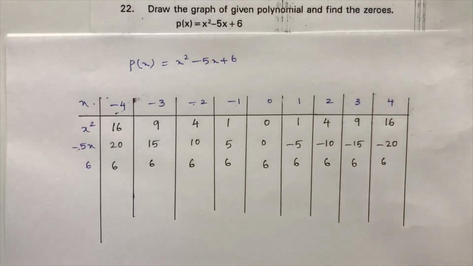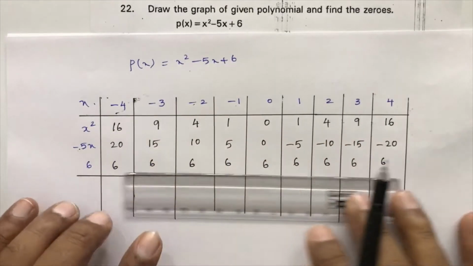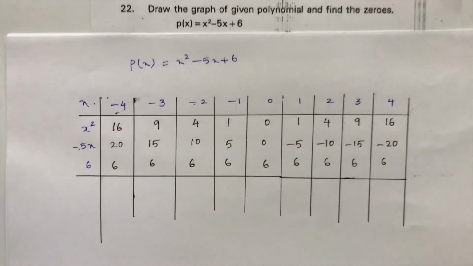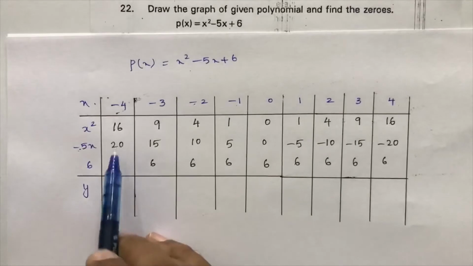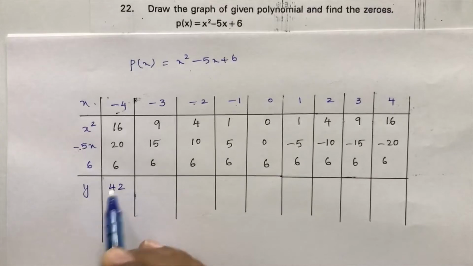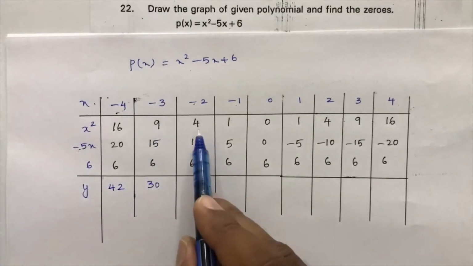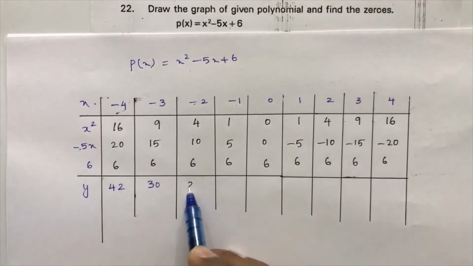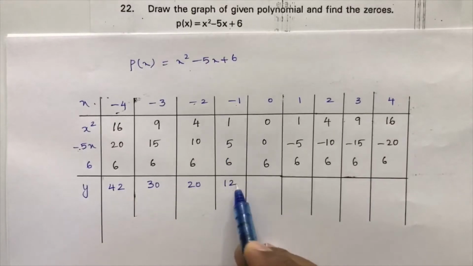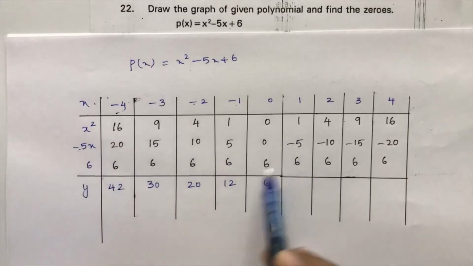Now these three values we need to add. If you add these three values, you will get the value of y. 16 plus 6 is 22, 22 plus 20 is 42. Next, 9 plus 6 is 15, 15 plus 15 is 30. 4 plus 6 is 10, 10 plus 10 is 20. And 1 plus 5 is 6, 6 plus 6 is 12. And this is 6. Only these values of x square minus 5x plus 6 we should add.